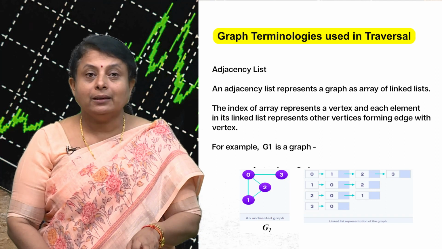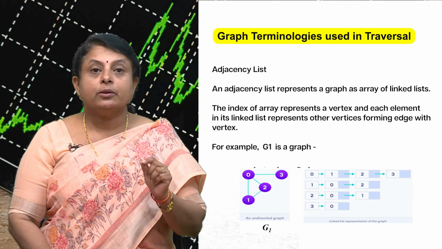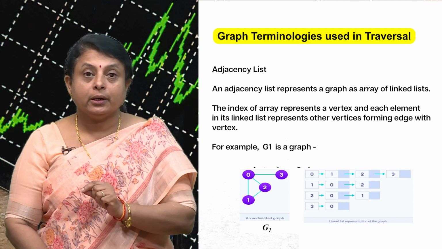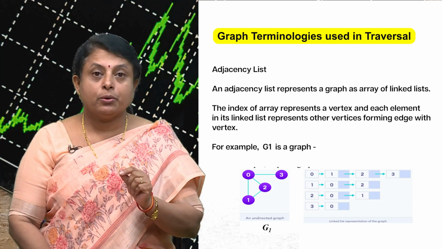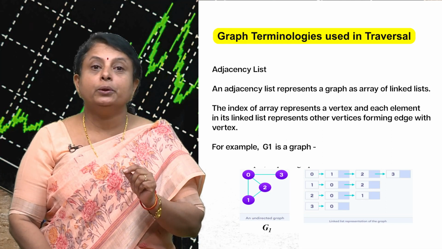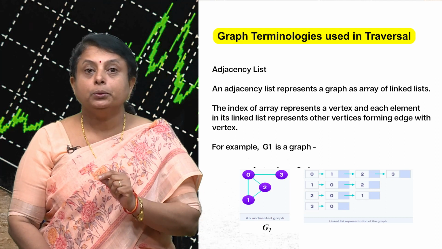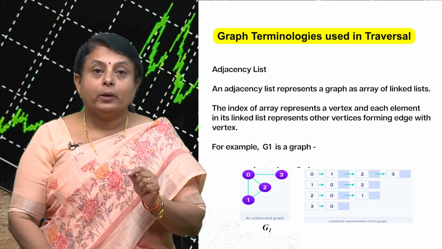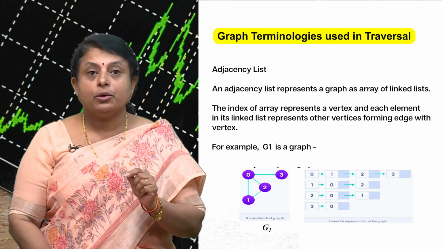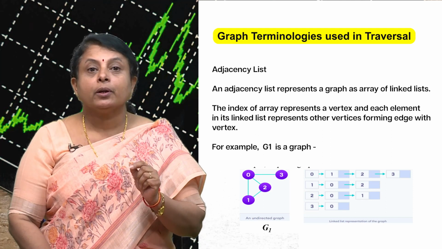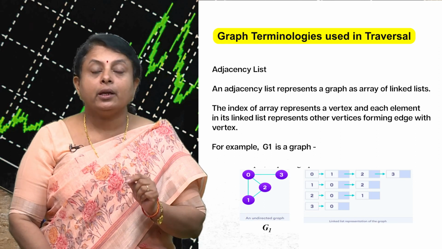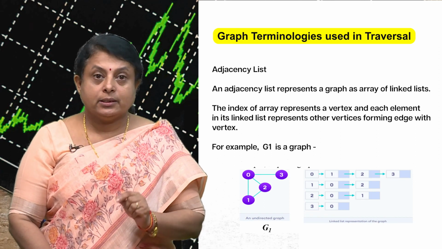For example, in the graph, if we consider first the vertex 0, 0 points to 1, 1 points to 2, 2 points to 3. That is, the adjacency list of 0 will contain the vertices, or you can say neighbors, of the node 0: 1, 2 and 3. The adjacency list for vertex 1 will consist of 0 and 2, its neighbors. Vertex 2 will consist of 0 and 1 in its adjacency list. Vertex 3 will have 0 in its adjacency list.